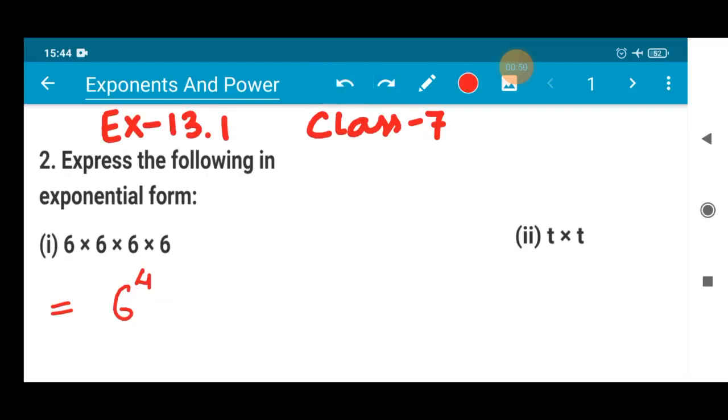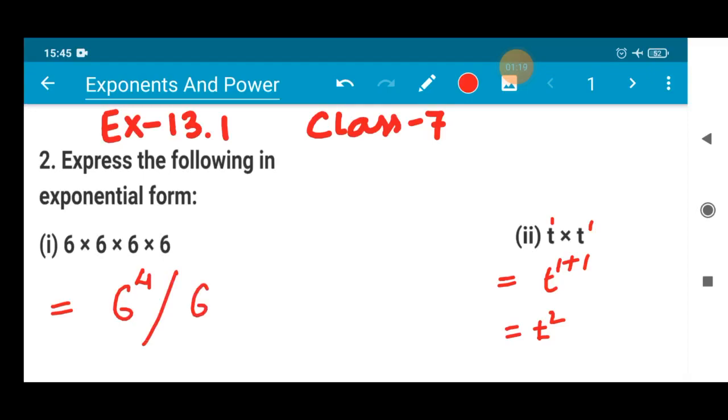Okay. Similarly, in part 2, t into t, how many t can you see? 2, so it can be written as t square, right? Or using the rule also we can do this, that is when you have the same base and there is a multiplication sign, that is rule number 1, right? Then the power will be added. So here what is the power? Power is 1, so 1 plus 1 is 2. Over here also I can do it like this, but there is no need of using the rule in such cases.